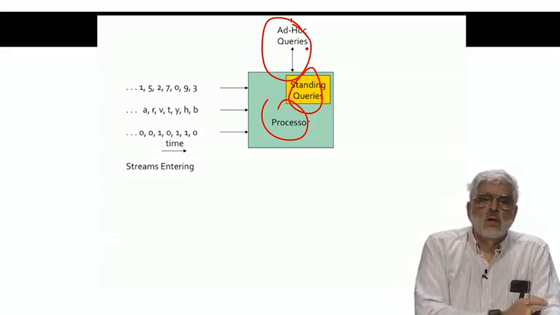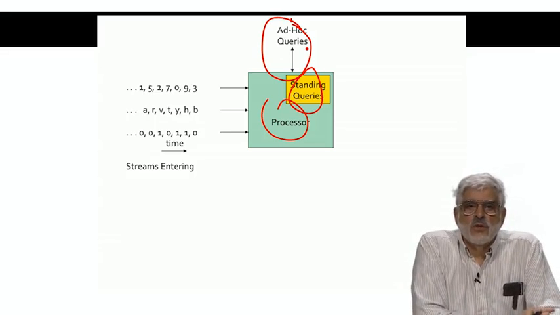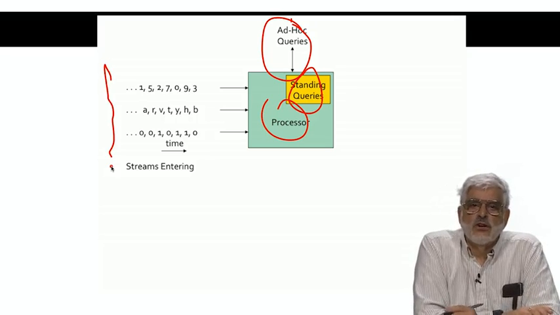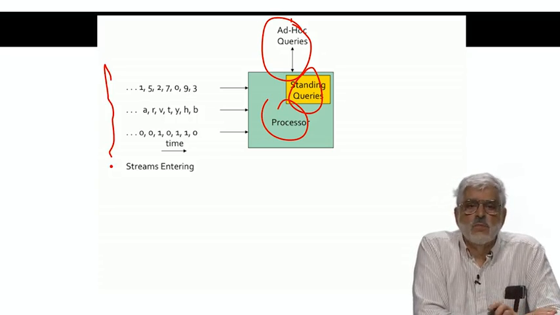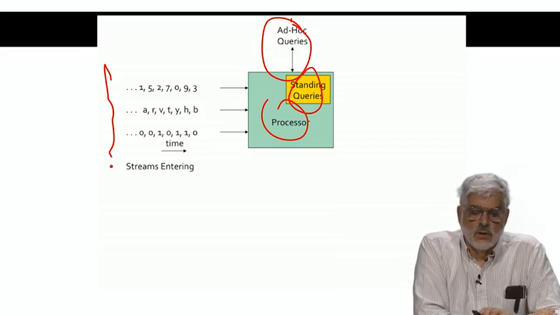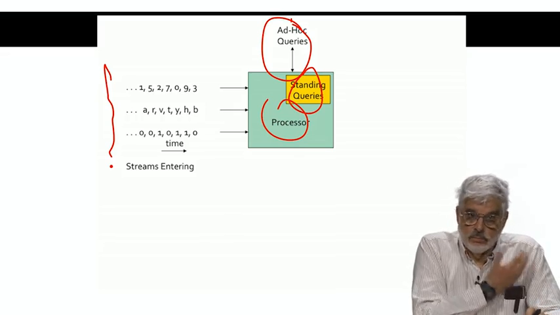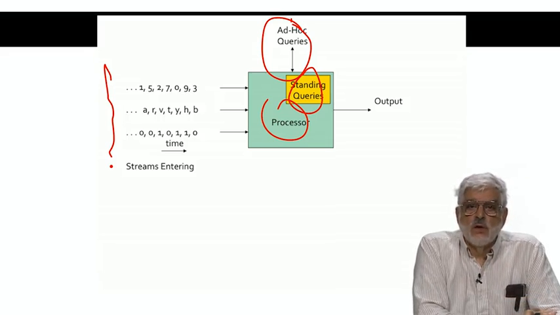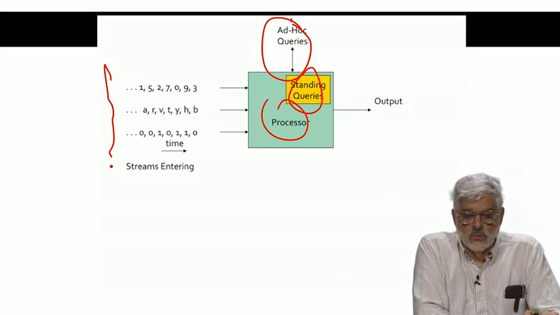Here we see several streams entering the system. Conventionally, we'll assume that the element at the right end of the stream has arrived most recently, and time goes backward to the left. That is, the further left, the earlier the element entered the system. The system makes outputs in response to the standing queries and the ad hoc queries.